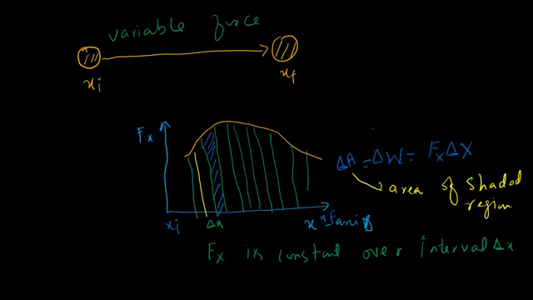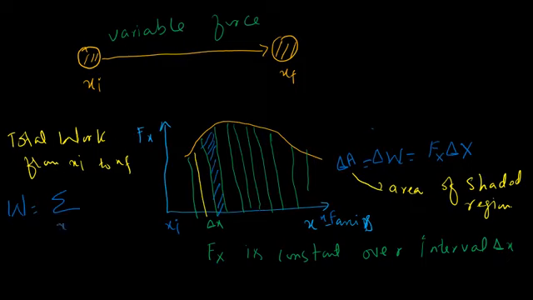Now what will be the total work done? The total work from xi to xf: for the total work done, we can sum up all the small displacements. So the work done will be equal to the summation from xi to xf of Fx delta x. So this one is the total work done from xi to xf.